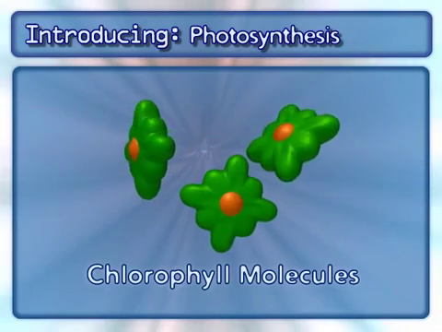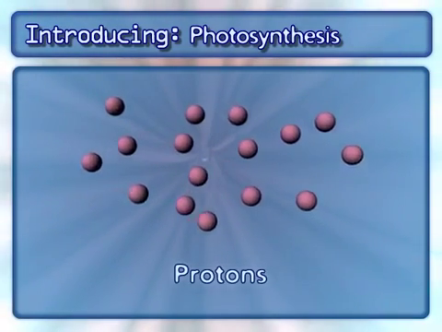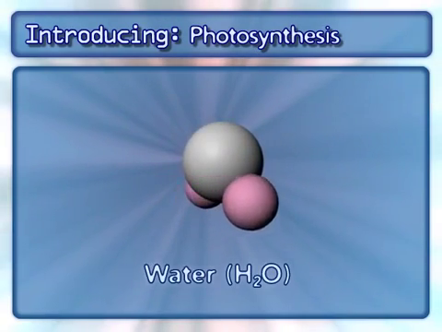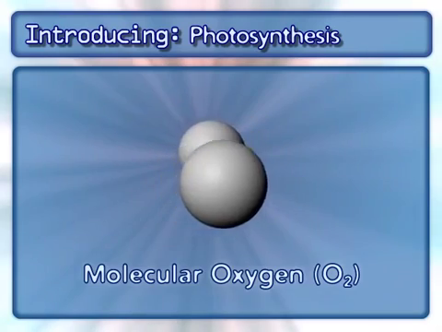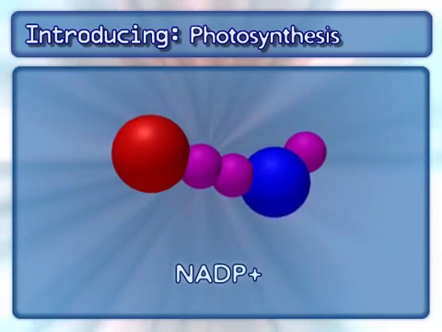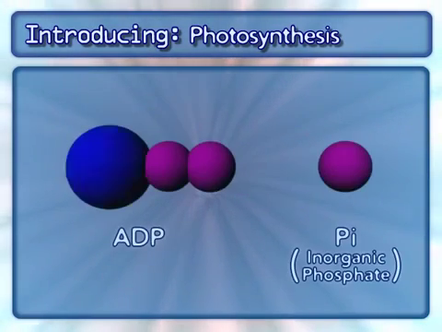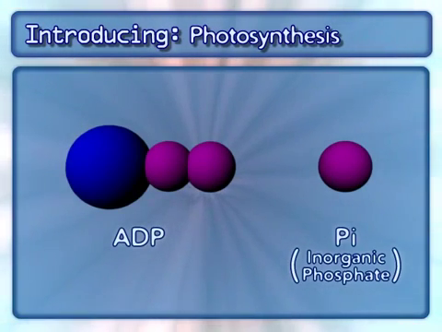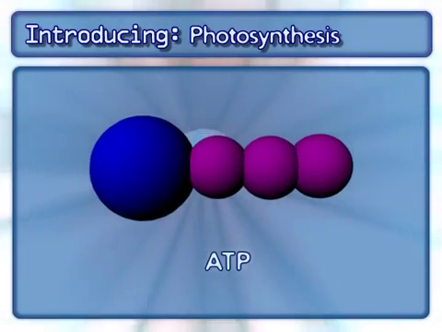chlorophyll molecules, protons, water, molecular oxygen, NADP and the electrons to form NADPH, and ADP and Pi, which combine to form ATP.